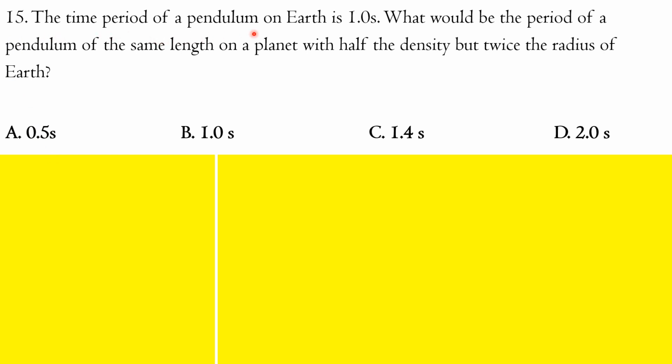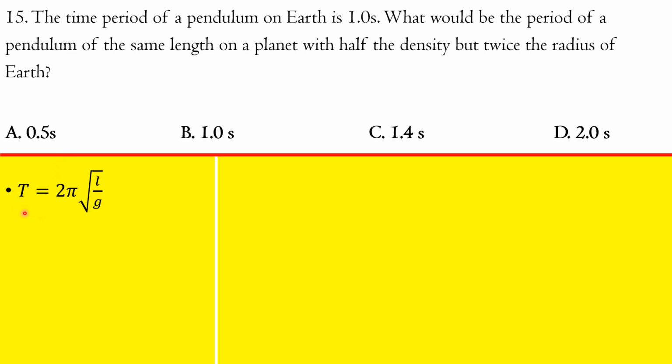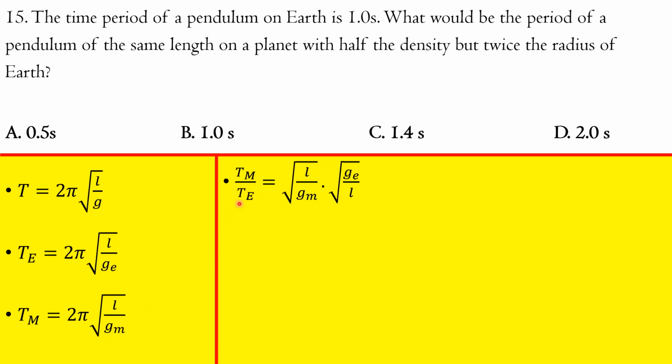The time period of a pendulum on Earth is 1 second. What would be the period of a pendulum of the same length on a planet with half the density but twice the radius of Earth? Okay, so let's work that out. So time period is 2 pi square root of L over g for a pendulum. On Earth, you have 2 pi square root of L over g, where this is the gravitational field intensity at the surface of the Earth. T on the surface of the planet would be 2 pi square root of L over g at the surface of the planet. Okay, so let's just do some little math here.